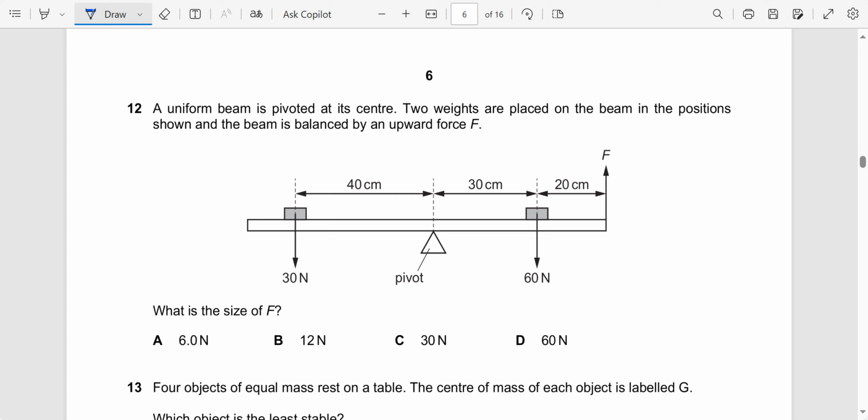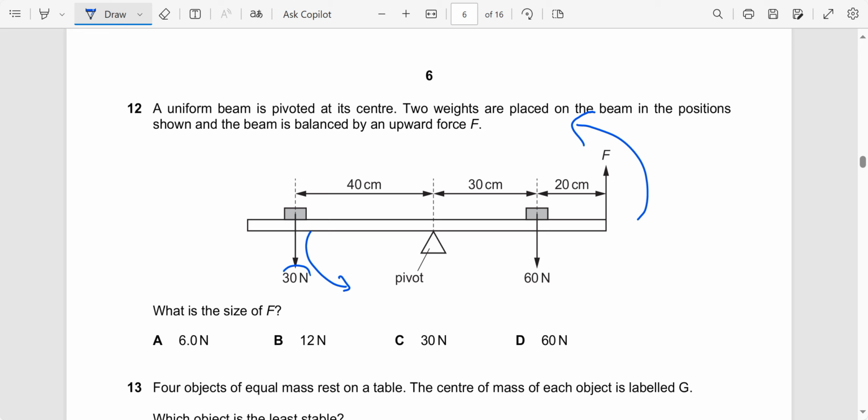A uniform beam is pivoted at center. Two weights are placed on the beam in the position shown. This beam is balanced by the upward force F. So let's start with moments. This is a clockwise moment. This is an anti-clockwise moment. This is also an anti-clockwise moment. So I need to add these two moments.